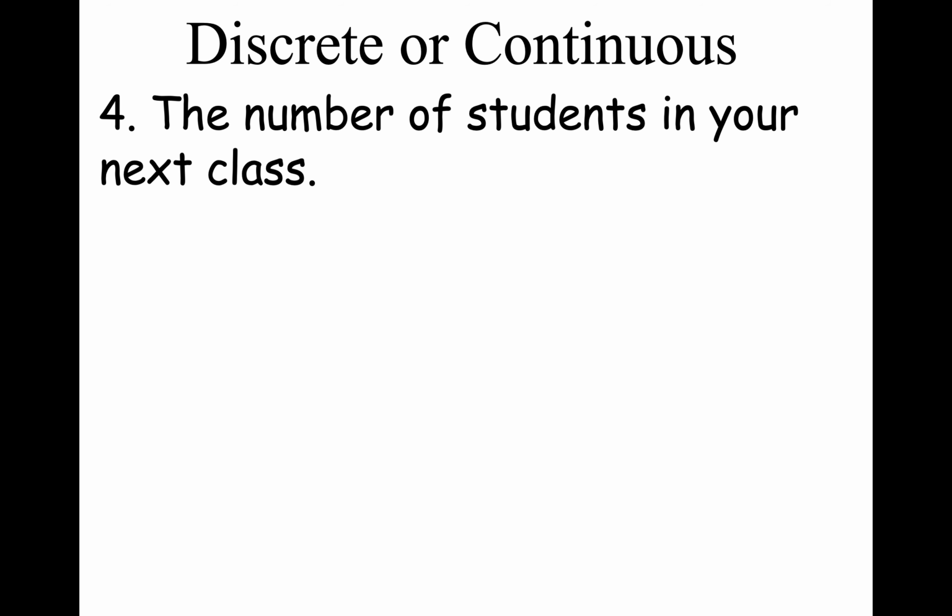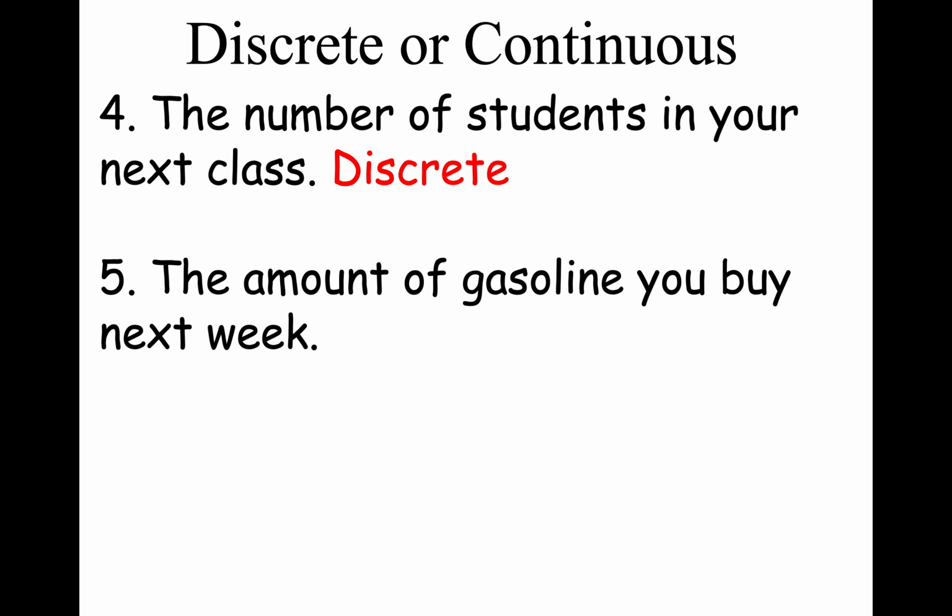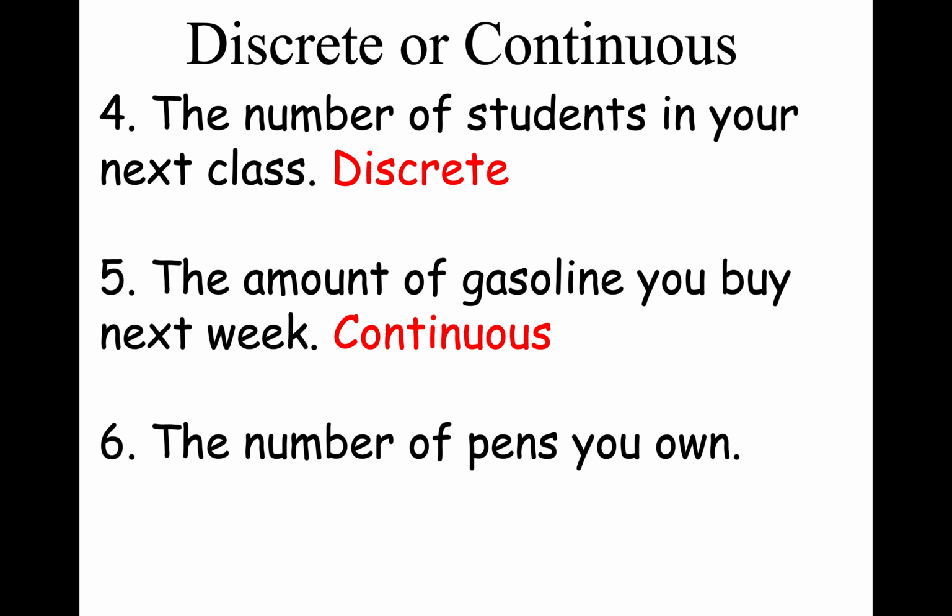The number of students in your next class. Well, that's definitely countable, which means it's discrete. The amount of gasoline you buy next week. That one would be continuous because it could take on any decimal value. The number of pens you own. Well, you could count them, right? So it would be discrete.